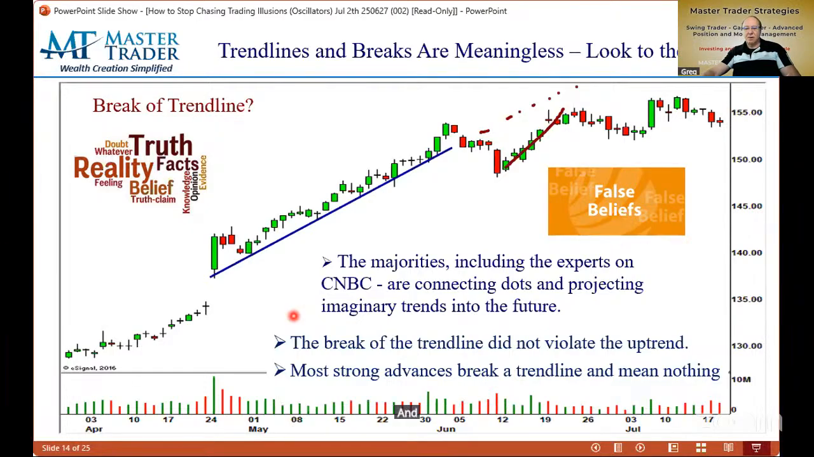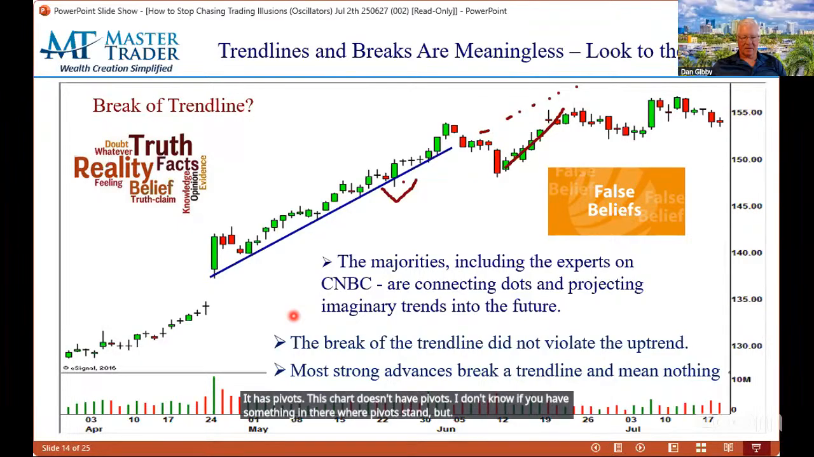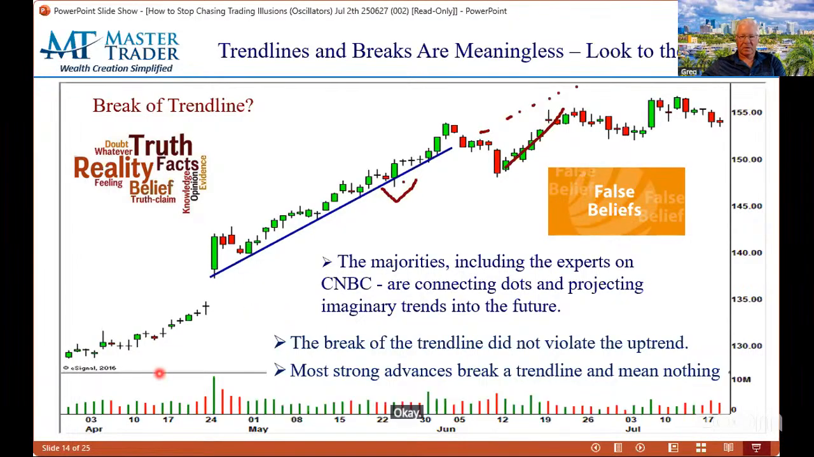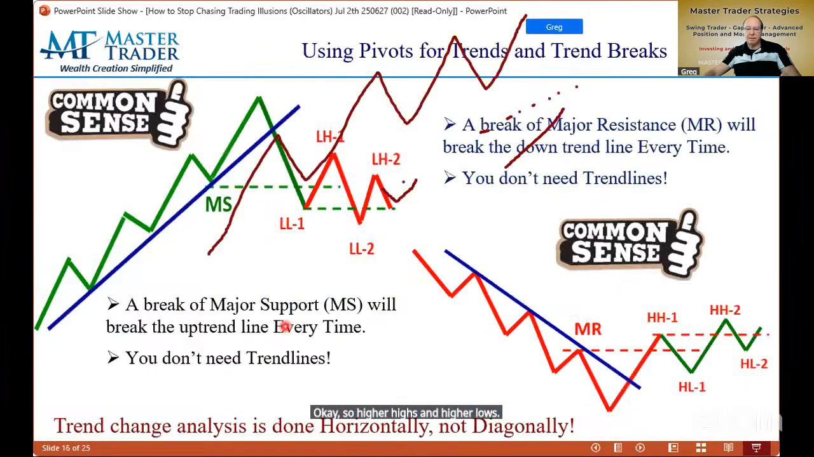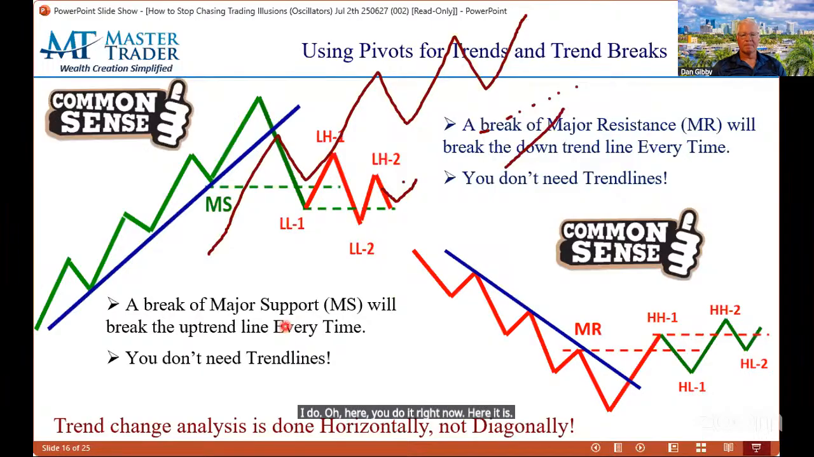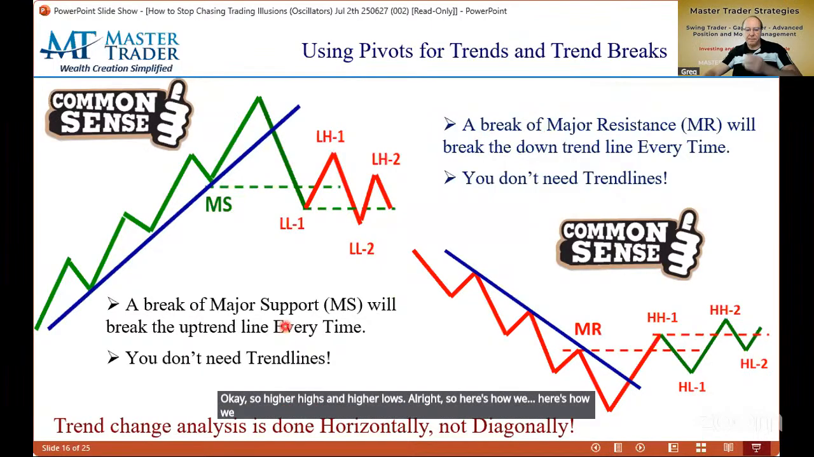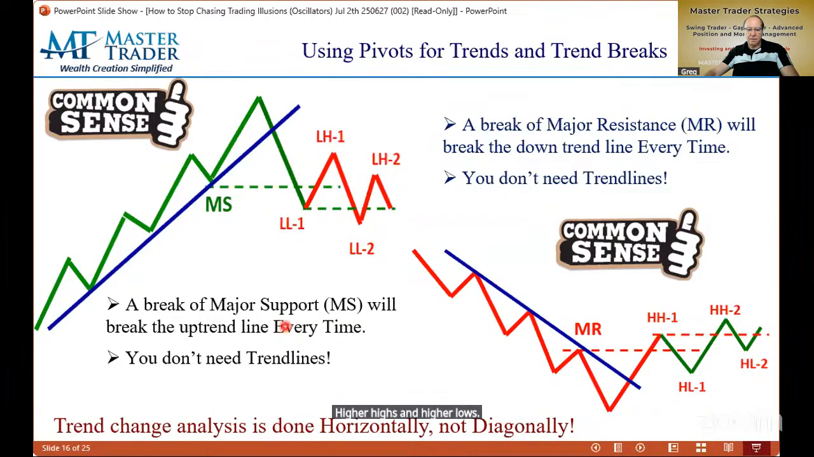And so the point being, if it has pivots, this chart doesn't have pivots. I don't know if you have something in there with pivots, Dan. Okay, so higher highs and higher lows. Oh, here, you do it right now. Here it is. All right, so here's how we do it. Higher highs and higher lows. High, low, high.